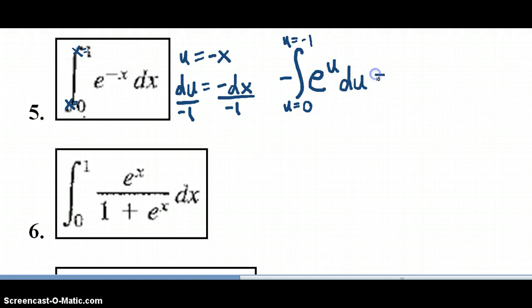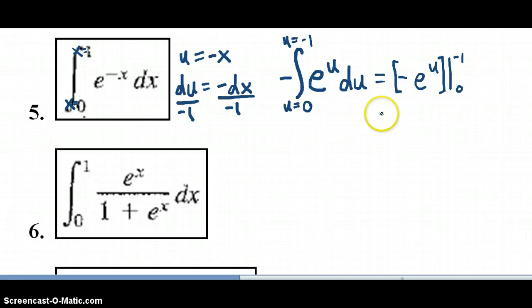So this is going to equal, got my negative out front, integral of e to the u du is e to the u. Normally we would say plus c, but in this case we are doing a definite integral, so there's no plus c. Instead we evaluate from 0 to negative 1. Now sometimes students will say, wait, isn't that backwards? Isn't it supposed to go negative 1 to 0? Which is true.